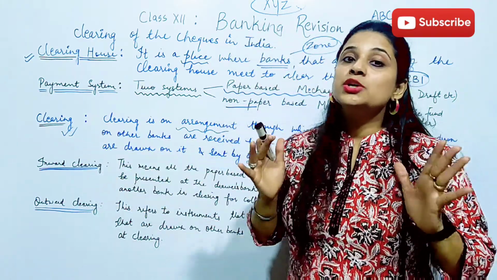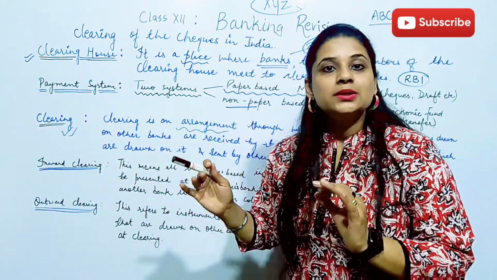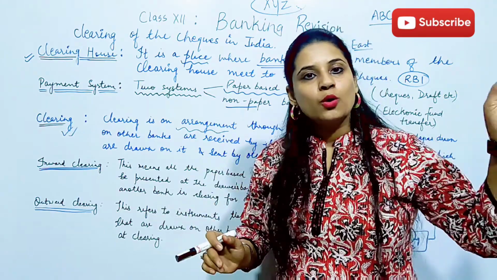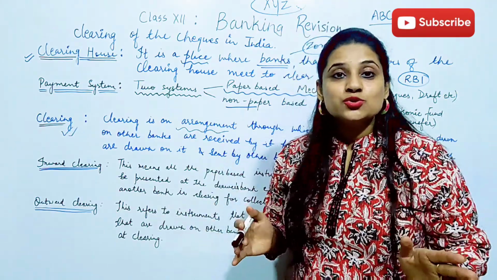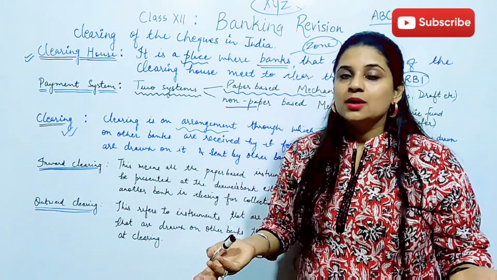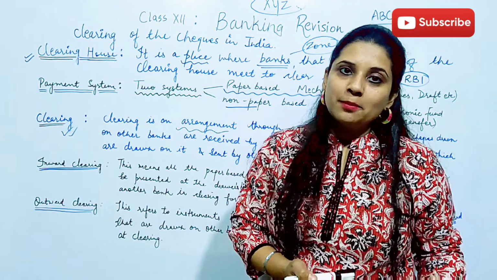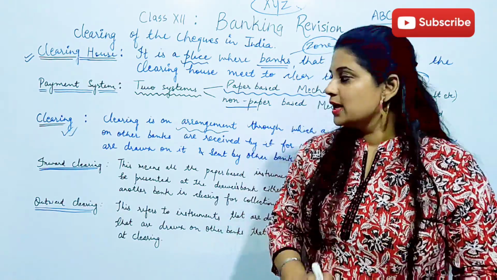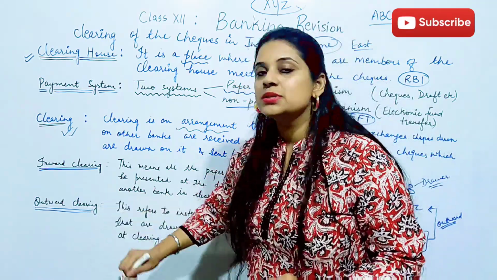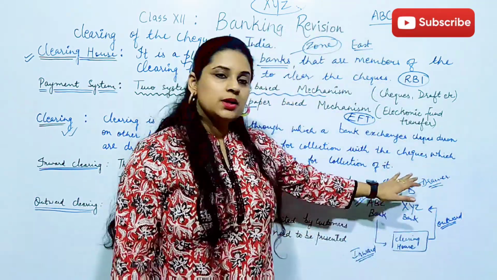Here it is being assured that the payee is going to get the amount from the drawer's account. So who is the drawer? The one who actually draws the check. And who is the payee? The one who is going to get the payment from the check, right? And there are two types of clearing. Number one is inward and number two is outward. Let us just see it with an example.